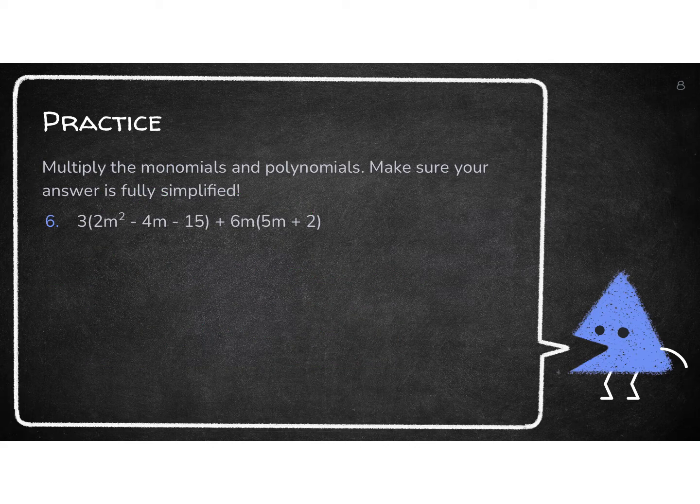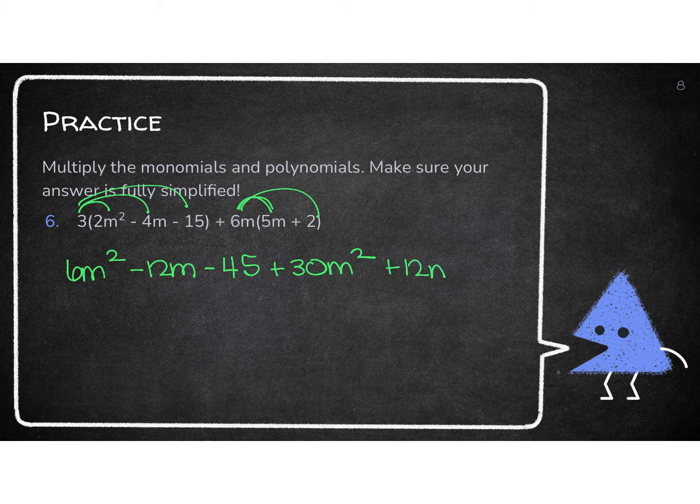Last example here, we're going to distribute this 3 to everything here and this 6m to everything there. So 3 times 2m squared is going to give me 6m squared. 3 times negative 4m is negative 12m. And 3 times negative 15 is going to be negative 45. Distribute the 6m. 6m times 5m is going to be plus 30m squared. 6m times 2 is going to be plus 12m.